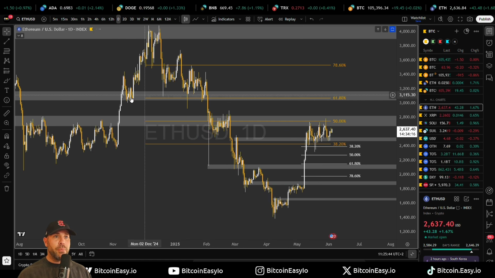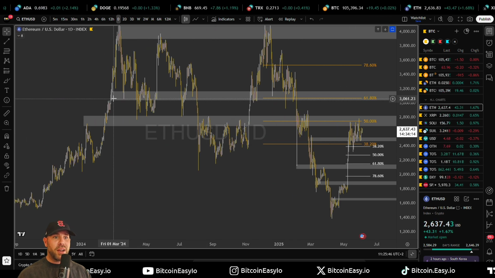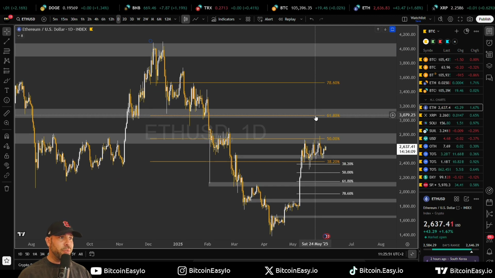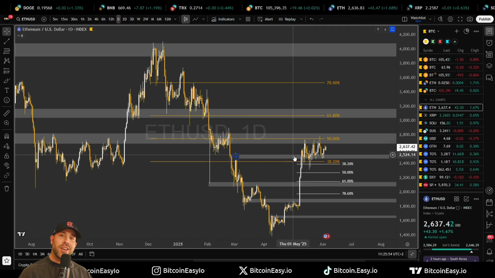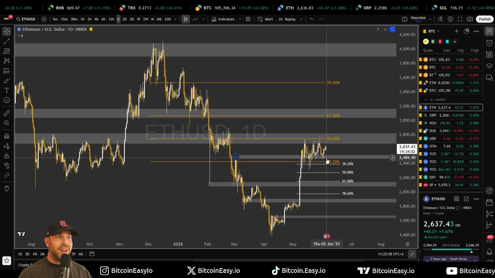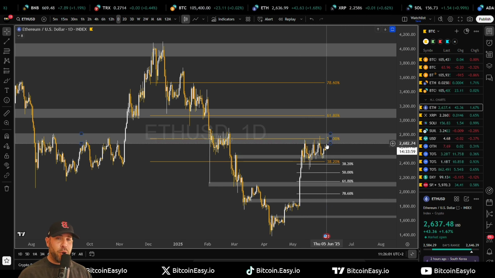where we can see this key area of interest, massive support and resistance that we can track back all the way till March 2024, and where we also see the 61.8, which of course has a massive hit rate after breaking through the 38.2, which of course we have already done. So this is a make or break moment here for Ethereum.